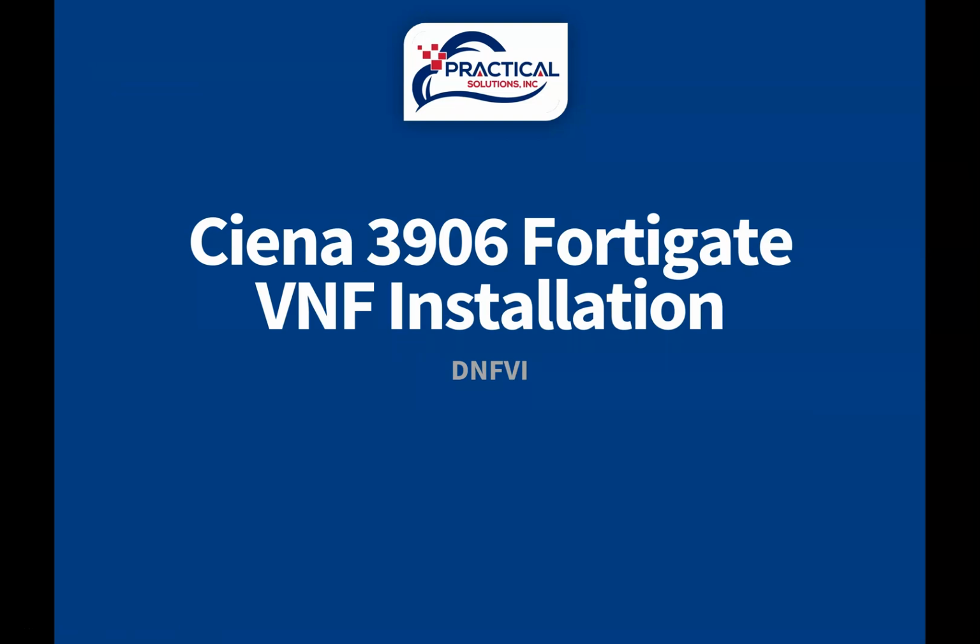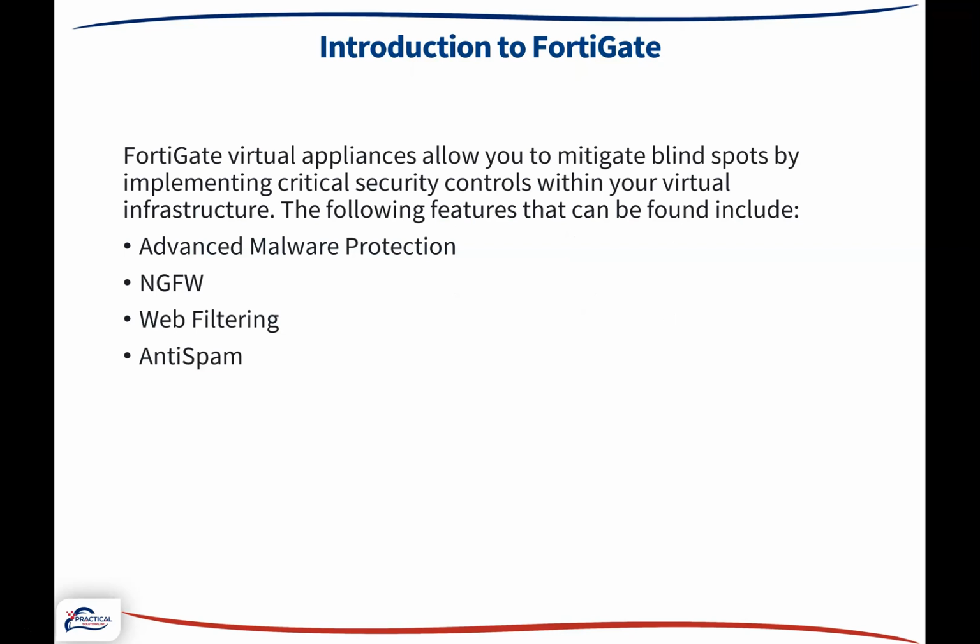Giving you guys a basic rundown on how to install the FortiGate VNF onto your 3906 virtual switch. And I'll give you guys a basic rundown of how the FortiGate functions. So right here, the FortiGate virtual appliance allows you to mitigate blind spots by implementing critical security controls within your virtual infrastructure. And the following features can include advanced malware protection, a next generation firewall, web filtering, and anti-spam.